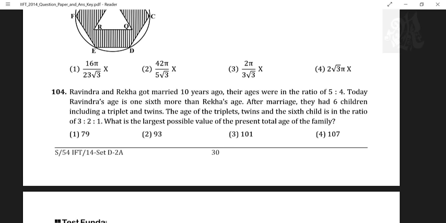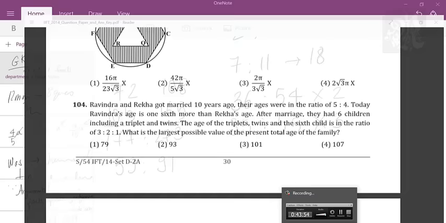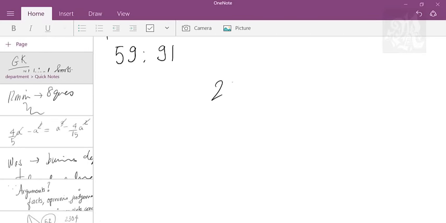Ravindra and Rekha got married 10 years ago. There is a ratio 5 to 4. 5 to 4 means 25 or 20 type, something like that. Normally that's the age when they got married. Or 30, 24, what else? Hey, IIFT, give the Indian touch to it. Okay, so it's an Indian entrance exam. They will get married at the right time, so there will be one answer.